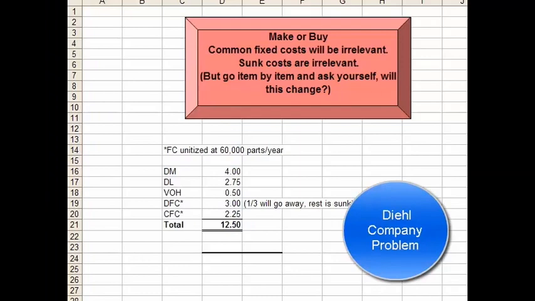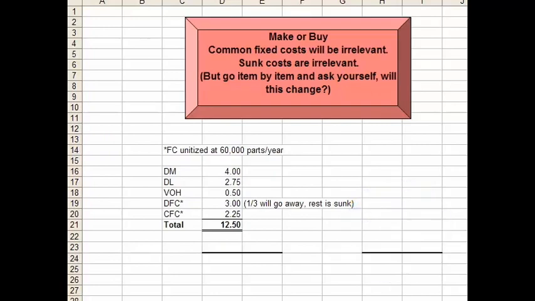We have Dial Company that's producing a small electrical part that it uses in the production of its tractor line. And traditionally, Dial Company has produced this part itself. So here we have a schedule of costs that come directly from the problem. All of these costs are unitized at 60,000 parts per year. So the problem gave you cost per part for direct materials, direct labor, variable overhead. It gave you cost per part and total cost for direct fixed costs and common fixed costs.